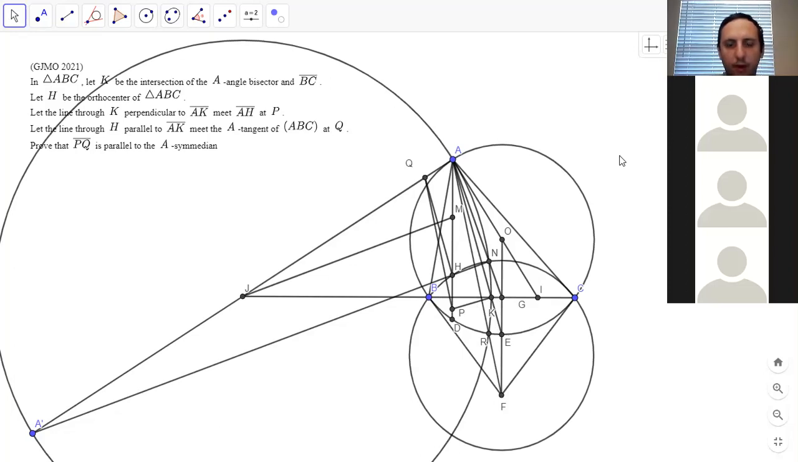PMJ. So wait, I'm still. How do we know that JM is perpendicular to AG? AGN is an isosceles triangle, and AM equals MN. Oh, okay. AM is MN.